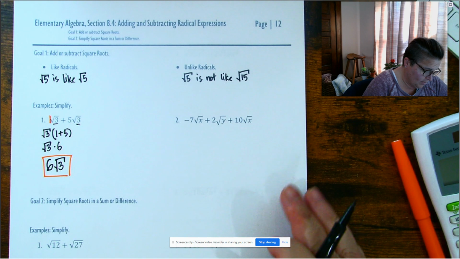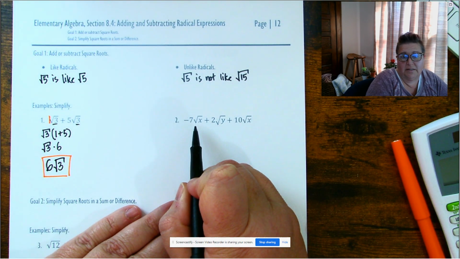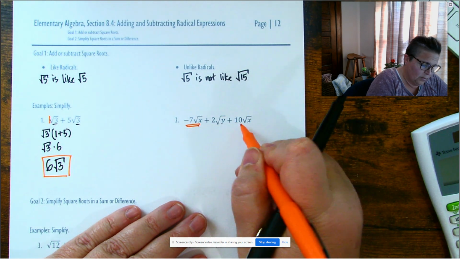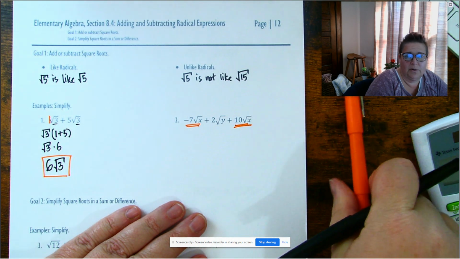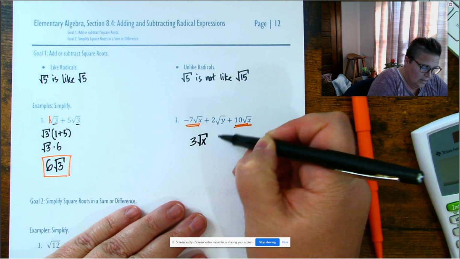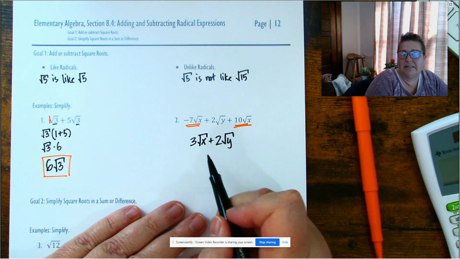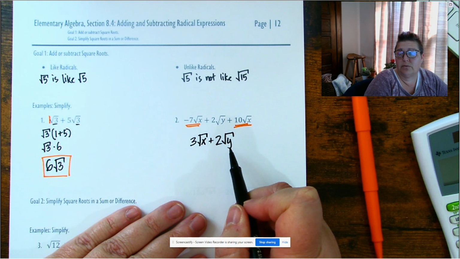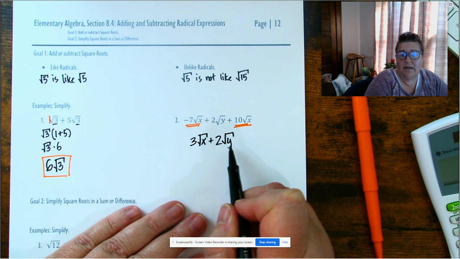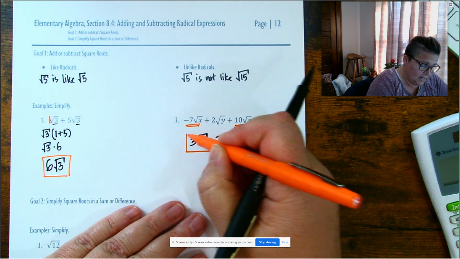If we look at problem number 2, we have a negative 7 square root of x. Is there a like term in here? Yep. Negative 7 square root of x plus 10 square roots of x is 3 square roots of x plus 2 square roots of y. Can I add together square roots of x with square roots of y? Those are not like radicals, right? They're not exactly the same underneath. So this is as far as I can go.